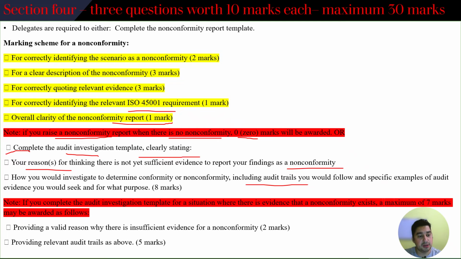Okay, after that, note, if you complete the audit investigation template for a situation where there is evidence that a non-conformity exists, but suppose there is an NCR and you said that it is not an NCR, then you will get a maximum of 7 marks. Why? Providing a valid reason why there is insufficient evidence of non-conformity, 2 marks, and providing the relevant audit trails, what you want to check. So these 7 marks you will get. Okay, I hope you understood how the questions will be and how you have to answer.